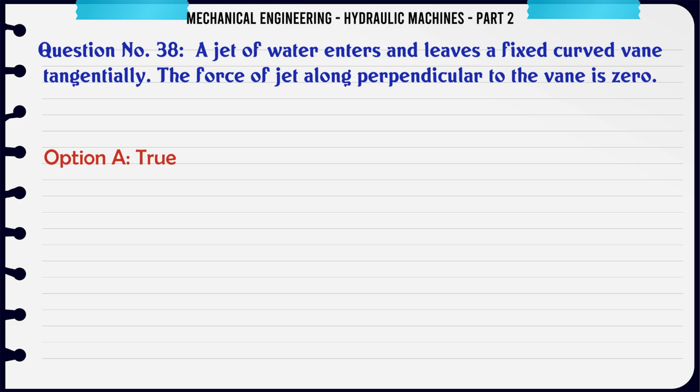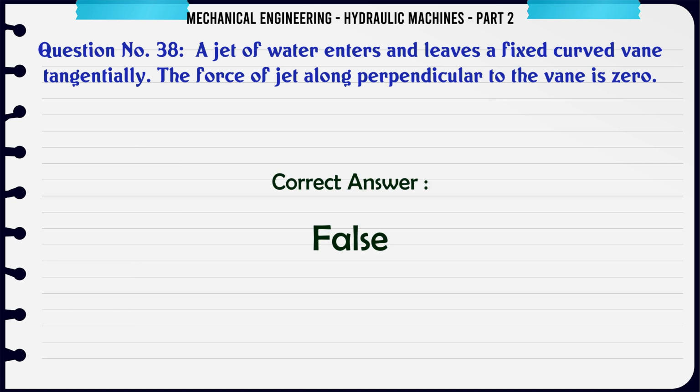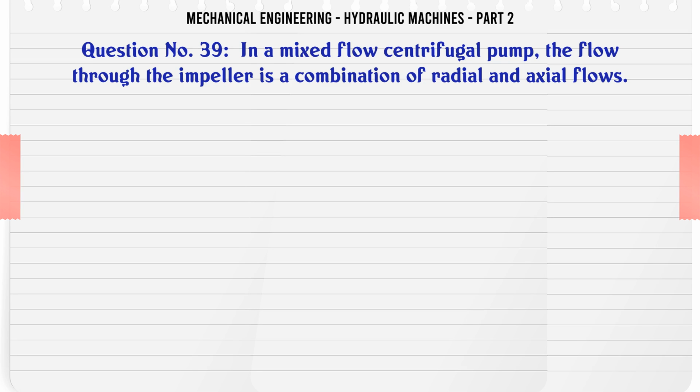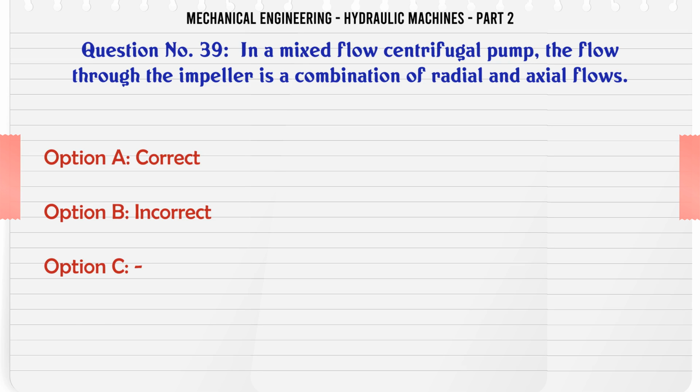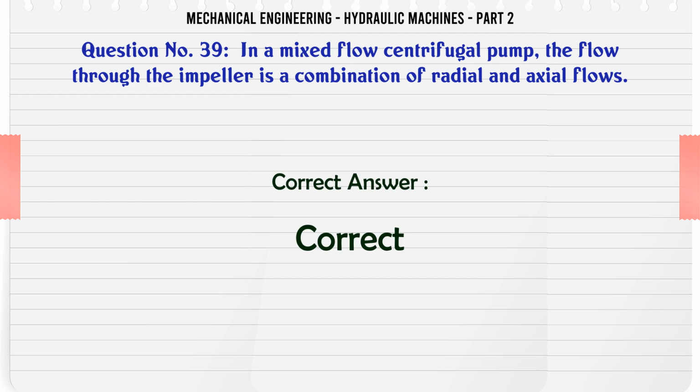A jet of water enters and leaves a fixed curved vane tangentially. The force of jet along perpendicular to the vane is 0. A. True, B. False, C. D. The correct answer is false. In a mixed flow centrifugal pump, the flow through the impeller is a combination of radial and axial flows. A. Correct, B. Incorrect, C. D. The correct answer is correct.